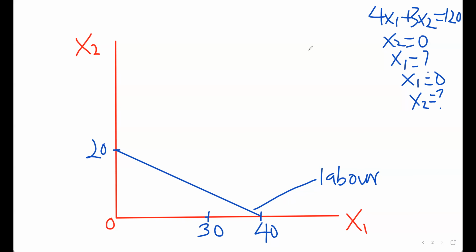X2, am I getting the right answer? X1 is rather 0, x2 is 40. So you move up here and you identify the 40.